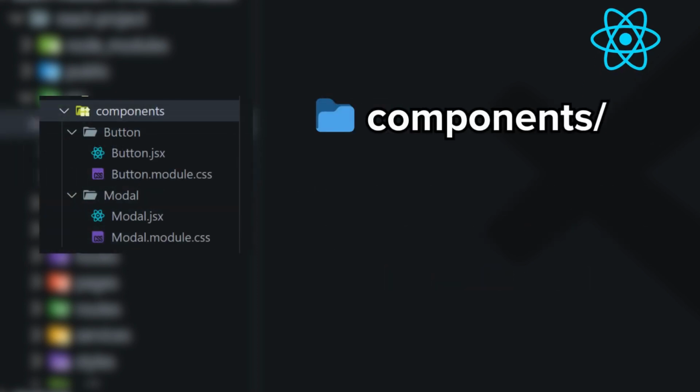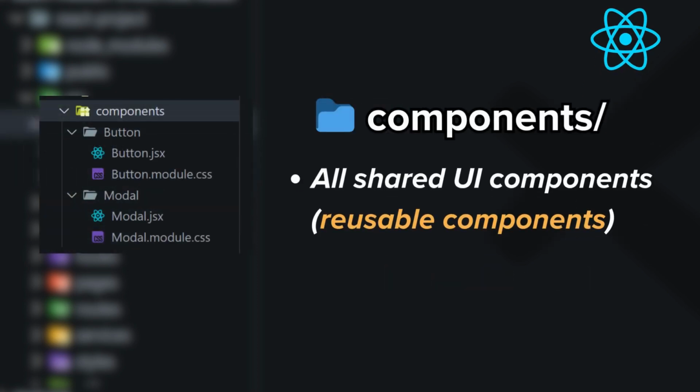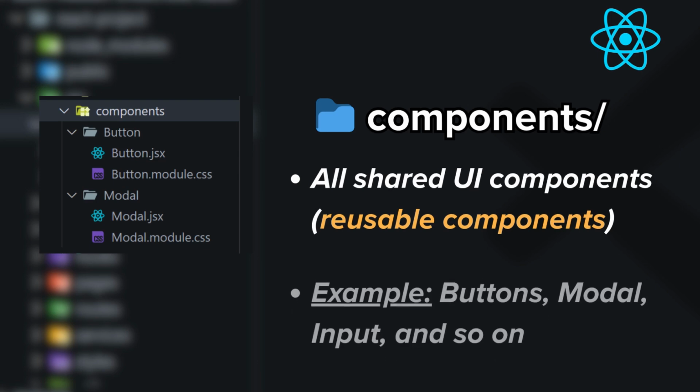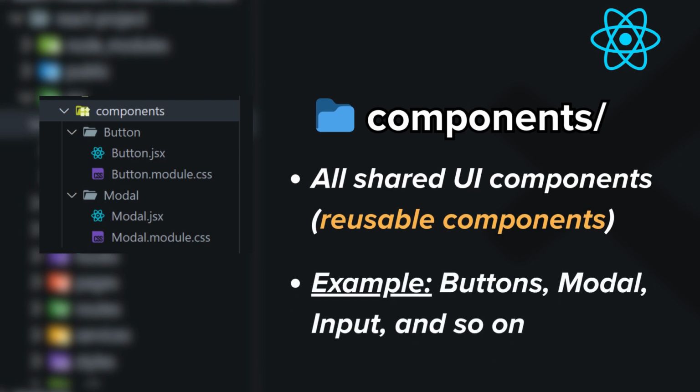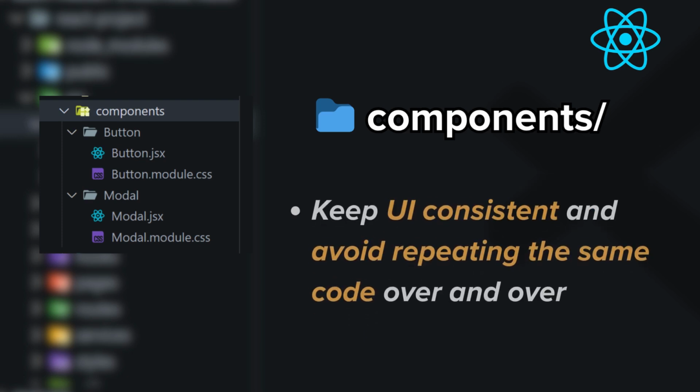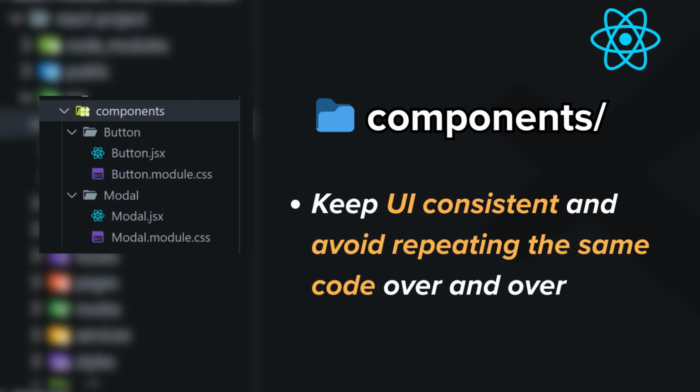Next, we have the Components folder. This is where all your shared UI components go, things like buttons, modals, inputs, and so on. If a component is used in multiple places throughout your app, it belongs here. The goal is to keep your UI consistent and avoid repeating the same code over and over.